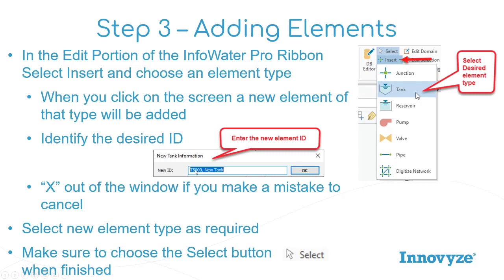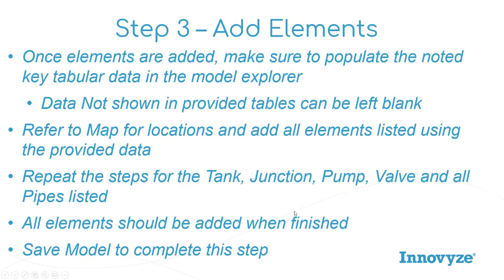You can then change the ID. If you make a mistake in the location or not sure what you did or accidentally are adding a new element but didn't want to, you can X out by just clicking on that, and you just change this. That's what we'll be doing as we go through. We'll be changing the element types as we go on through there. And then once you're done, just make sure to select the select button right up there so that you're not accidentally going to add a new element. And let's go to the model real quickly here.